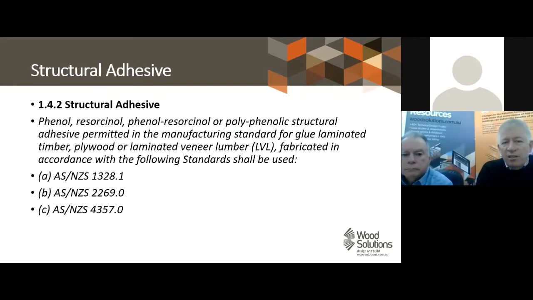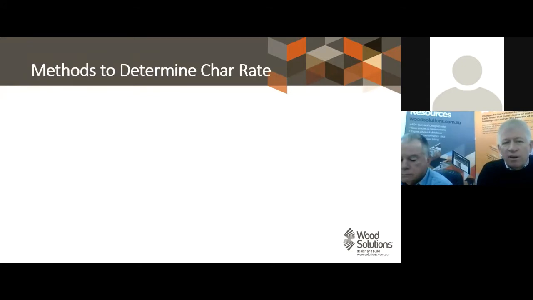So structural adhesive is the main area where you've got to be wary, and in this case, it's only really allowing the phenolic family of structural adhesive, which we commonly see as dark line adhesives. The other adhesives, EPI, polyurethanes, and melamine type adhesives, don't meet this. It also has product manufacturing requirements for the various products.